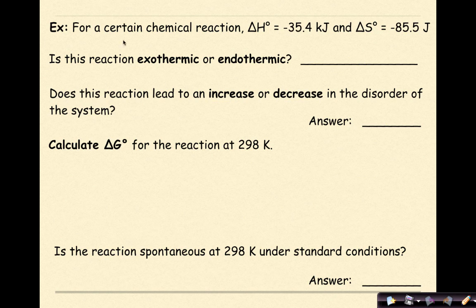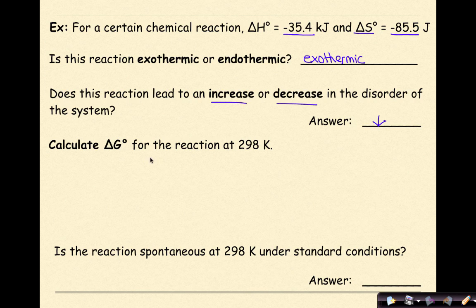Let's look at another example. For a certain chemical reaction, our delta H under standard conditions is negative 35.4 kilojoules, and this time our delta S at standard state is negative 85.5 joules. Is the reaction exothermic or endothermic? We look at our delta H, we see the negative sign. That is exothermic. Now, does this reaction lead to an increase or decrease in the disorder of the system? So we look at our delta S, and in this case, our delta S is negative. A negative delta S means that we are going to have a decrease in the disorder of the system. In other words, things are becoming more organized.